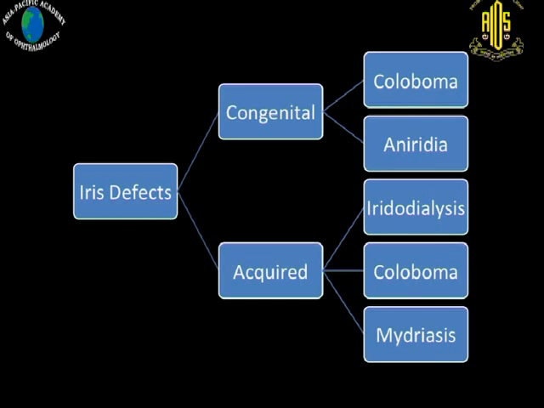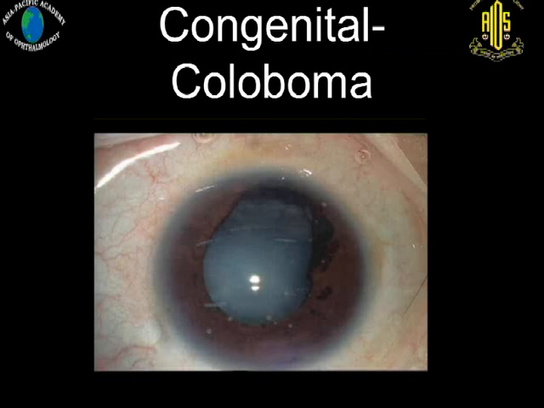The acquired defects are generally traumatic in nature, and these include iridodialysis, which is disinsertion of the iris, surgical iris colobomas, which generally occur after iris abscission while doing repair of corneal perforations, and traumatic mydriasis, which is a fixed dilated pupil, usually due to sphincter damage following blunt trauma, which can cause severe debilitating glare. I'll proceed straight to the cases.